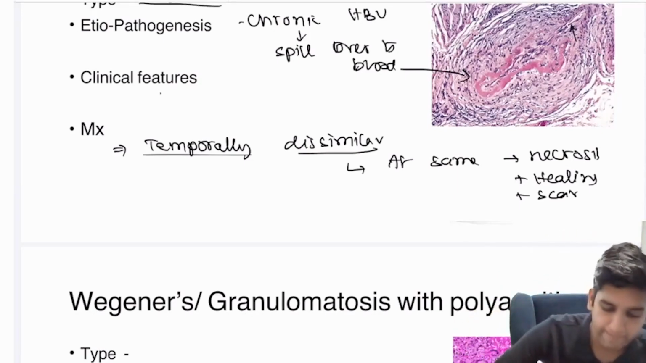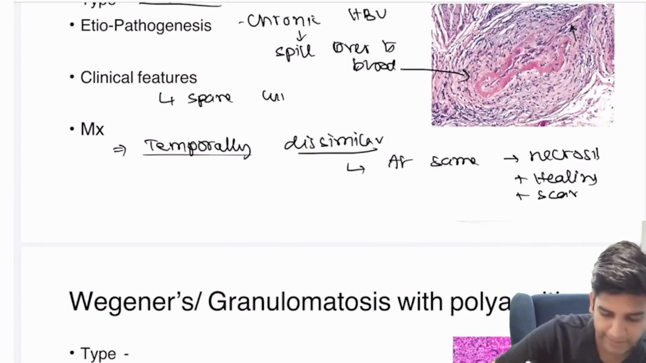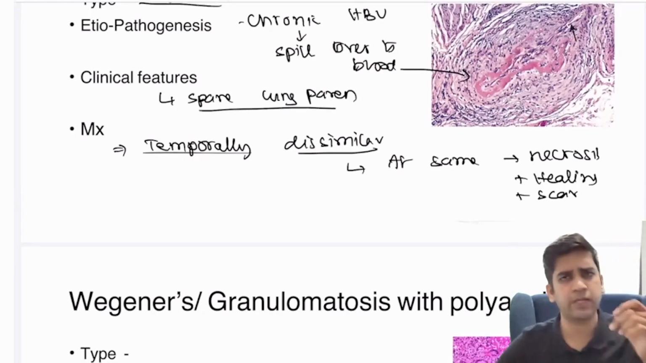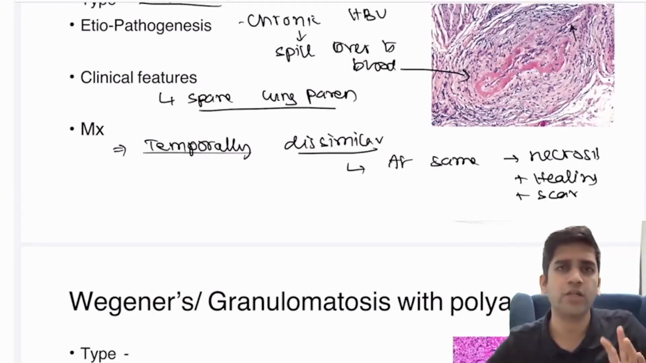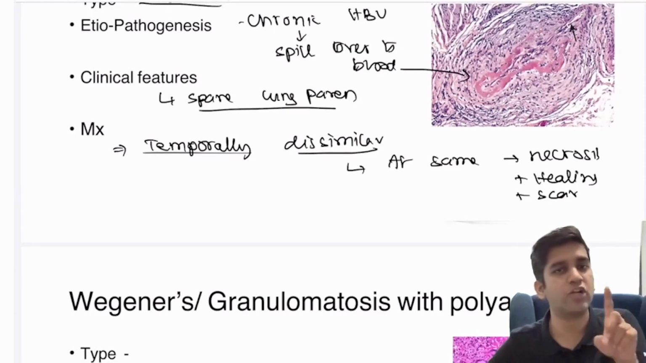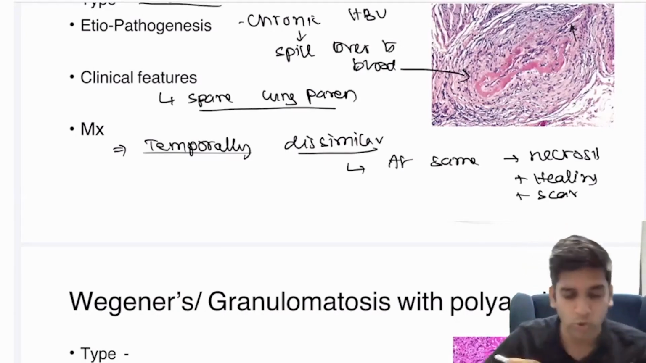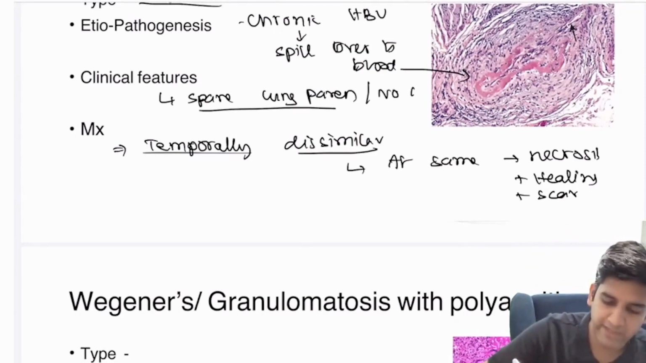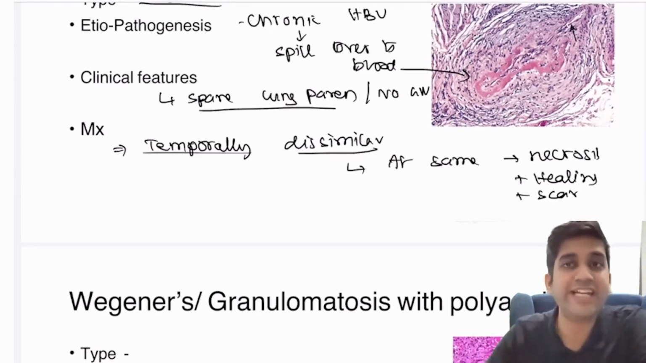That's classical, right? PAN will spare the lung parenchyma. That's one classical finding of PAN. It spares lung parenchyma. It will destroy your kidney by default. PAN will not have glomerulonephritis and no lung parenchyma involvement. I'm writing GN for glomerulonephritis, right? This is very classical of PAN.